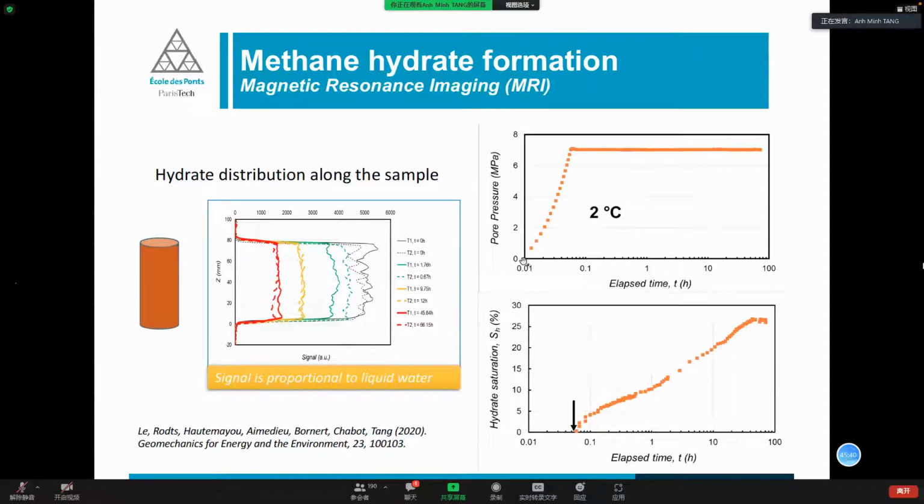For example, here we increase the pore pressure while the temperature is fixed at 2 degrees, and then we increase the pressure of the gas up to 7 megapascal. In this condition, 7 megapascal of gas pressure at 2 degrees, hydrate can form. So you can see that hydrate saturation in the sample increases quickly, and it reaches stabilization after about two days. Here is the hydrate distribution inside the sample, measured by MRI. You see that the hydrate distribution is quite homogeneous along the sample at different times.